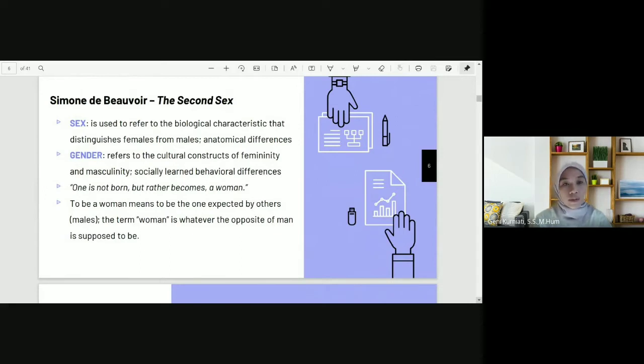So Beauvoir defines that one is not born but rather becomes a woman. To be a woman means to be the one expected by others, males, and the term woman is whatever the opposite of man is supposed to be. So if the baby boy is masculine, then the baby girl is feminine. If the baby boy is strong, then the baby girl is the opposite of strong, perhaps weak. All right, and then next.